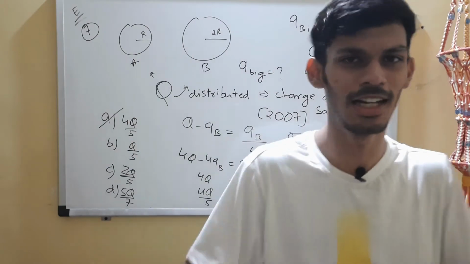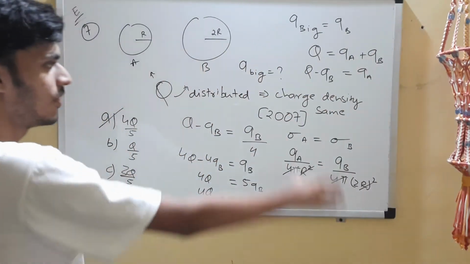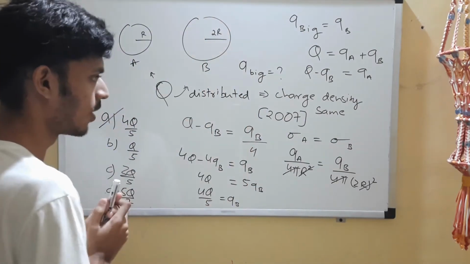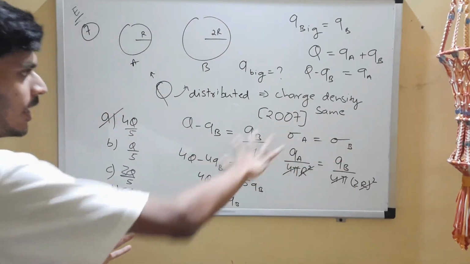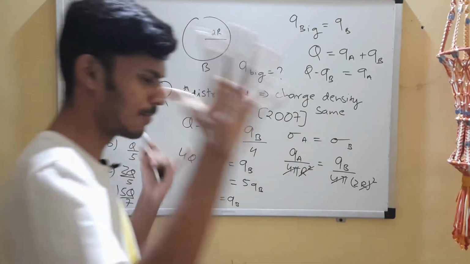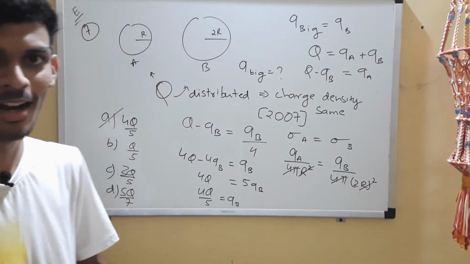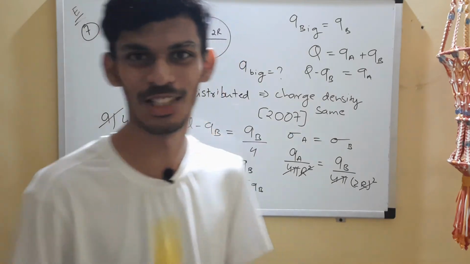We just exploited the data that was given in the question, which is that the charge density of both the spheres is equal. So we just exploited that data, some wise manipulation using conservation of charge, and then we reached our answer. Okay, over to the next question.